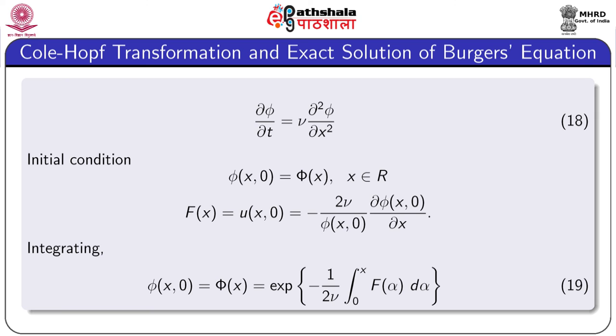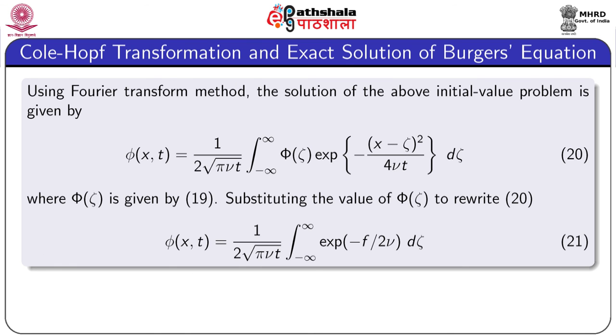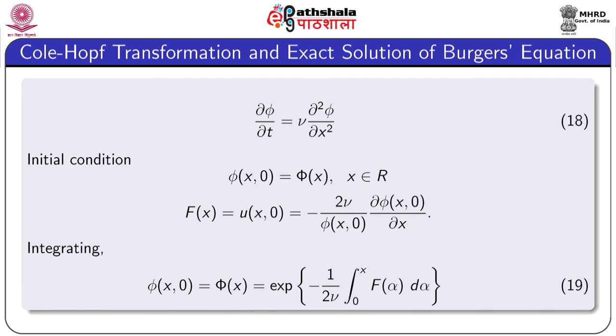Therefore, we have to find the solution of equation 18 together with the initial condition 19. And it is very easy to find the solution of that initial value problem. So, phi can be written as phi equals 1 divided by 2 square root of pi nu t, integral from minus infinity to plus infinity of capital Phi e to the power minus (x minus xi) squared by 4 nu t d xi, which is written in equation 20. And capital Phi is given by the equation 19.